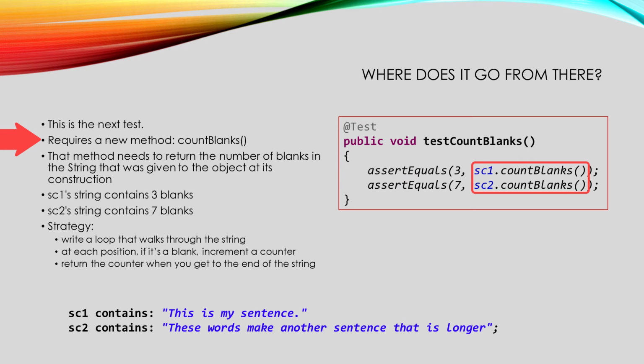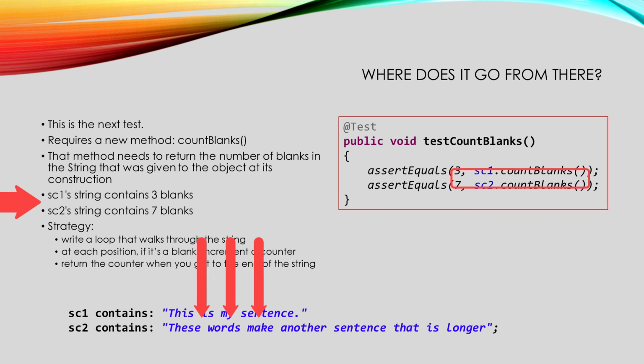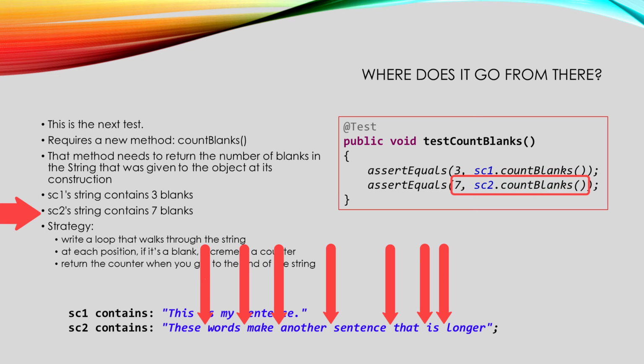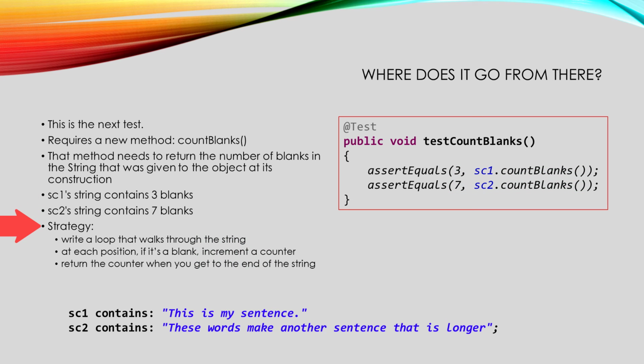It requires that you build a new method named countBlanks. The goal of that method is to return the number of blanks in the string. SC1 string has 3 blanks, and SC2 string has 7 blanks. Always figure out your strategy in English before you try to write any Java code. For this one, the strategy is walk through the string. At each position, if it's a blank, increment a counter. When the loop ends, return the counter.